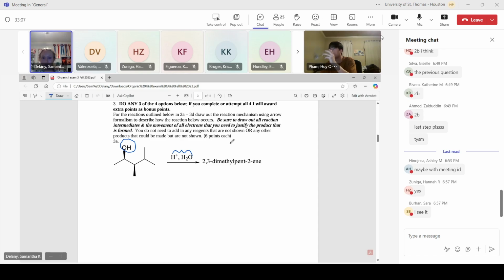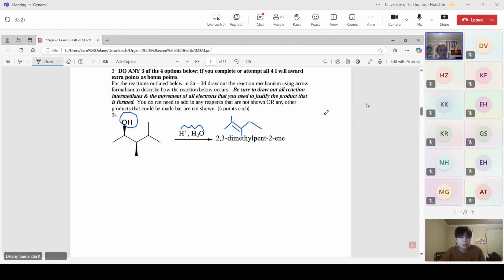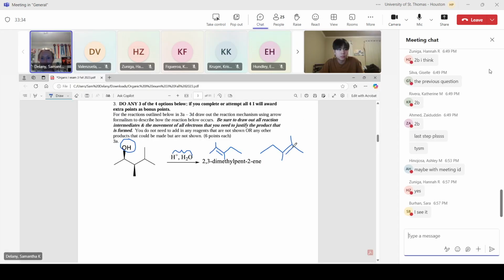So I always start by just drawing out what the product's going to be. Five carbons, with methyl groups on carbons 2 and 3, and the double bond at pent-2-ene. All right. And I'm actually going to draw it the other way around just because it'll make more sense with the mechanism.